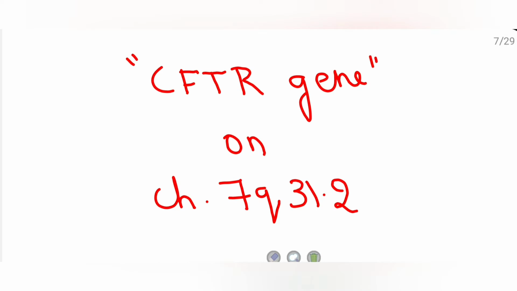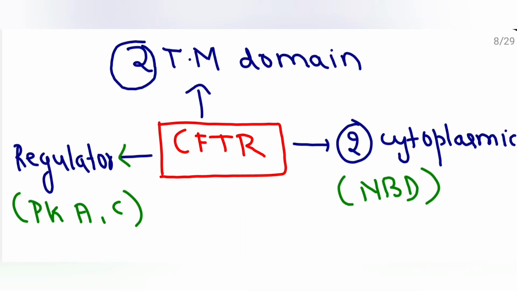In cystic fibrosis, there is abnormal function of the epithelial chloride channel protein. This chloride channel protein is encoded by the CFTR gene. What does CFTR stand for? Cystic Fibrosis Transmembrane Conductance Regulator gene, which is present on chromosome number 7, long arm 31.2. What is this CFTR gene composed of?